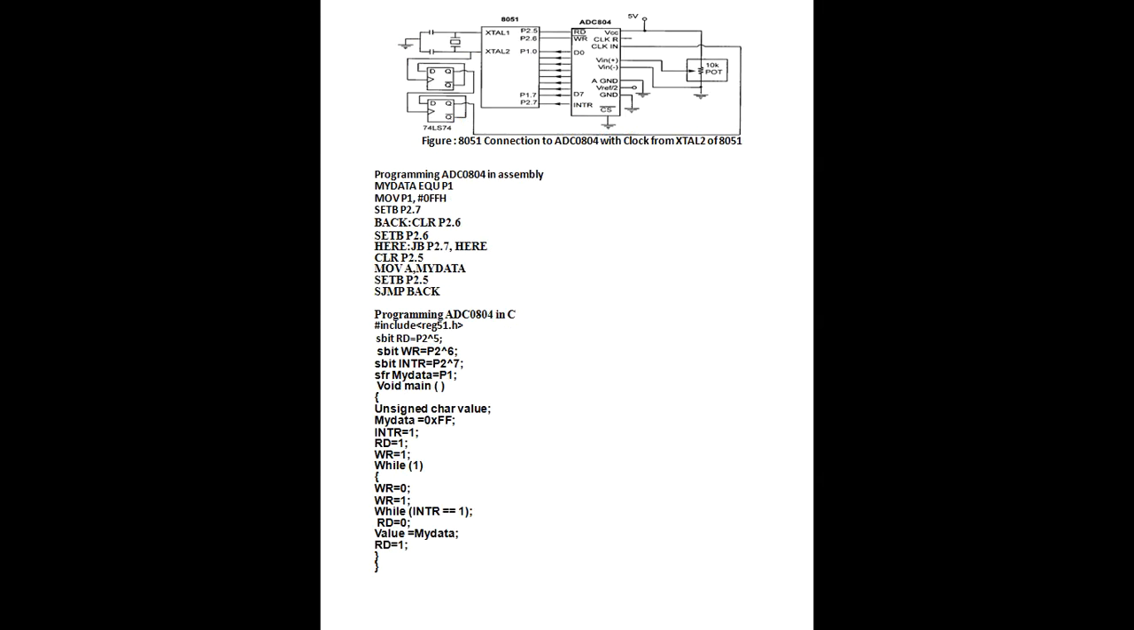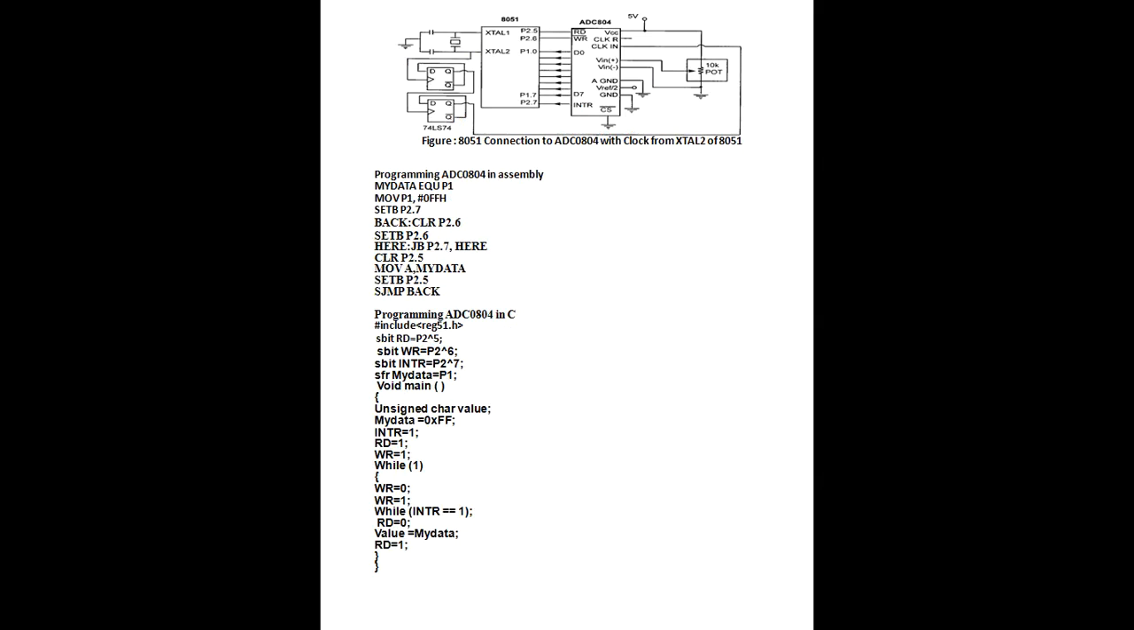If it is high, it makes the conversion. So after conversion, again you have to go for the next step. Make CS equal to 0 and, by sending the high to low pulse to pin RD, get the data out. This is the interfacing of ADC 0804 with the clock from XTAL2 of the 8051.